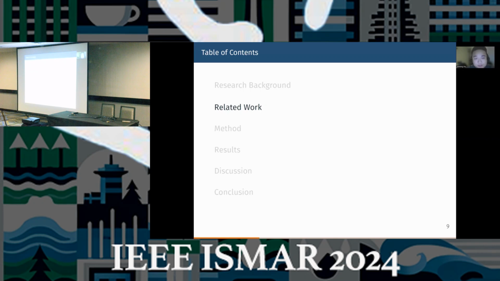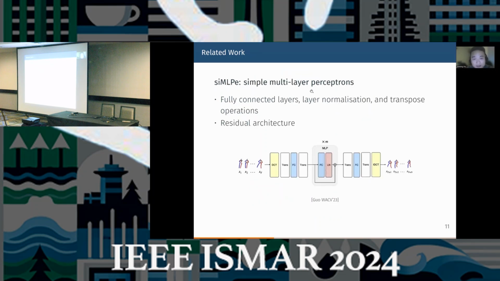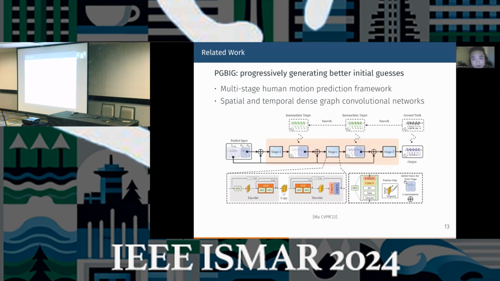Here we are going to introduce the related work. Human motion forecasting has been explored by many researchers in the area of computer vision and also robotics. People have used recurrent neural networks to do motion forecasting by using the human pose in the past as input and then forecasting motion in the future. Multi-layer perceptrons have also been applied, and attention-based architectures have also been explored. Recently, researchers have started to use graph convolutional networks, viewing the human body joints as a graph, to do motion forecasting.